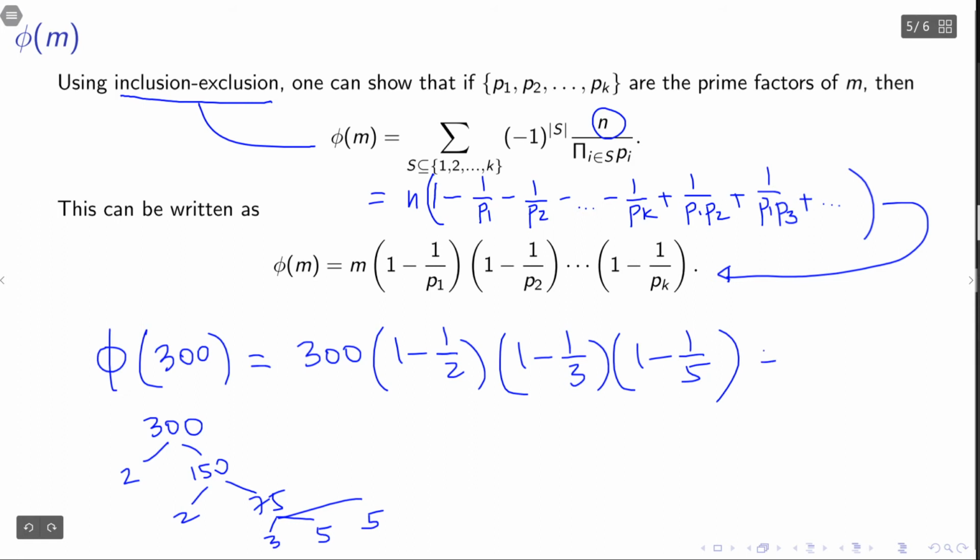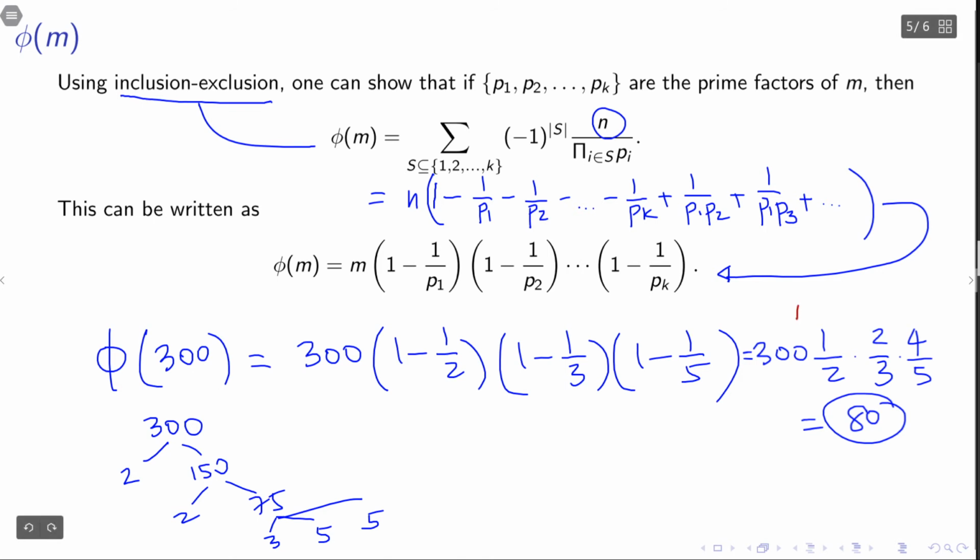And the answer to this is, well, it's a half times, well, not a third, but 2/3 times 4 over 5. And you can compute this, and this is going to give you exactly 80. And that's phi of 300.